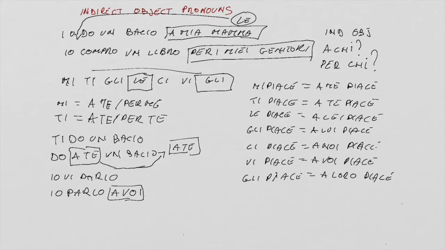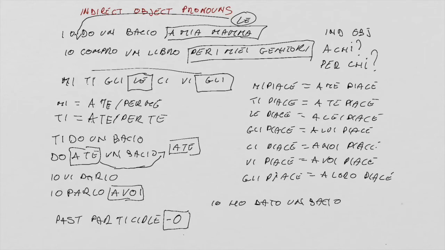When you use these pronouns with other tenses, for example, the imperfect or passato prossimo, you simply follow the same rules. The only thing that you have to remember is that unlike the direct object pronouns, when used with passato prossimo, they never modify the ending of the past participle of the verb that always ends in o. For example, io ho dato un bacio a mia mamma. Now I have passato prossimo. Instead of do, I have ho dato.